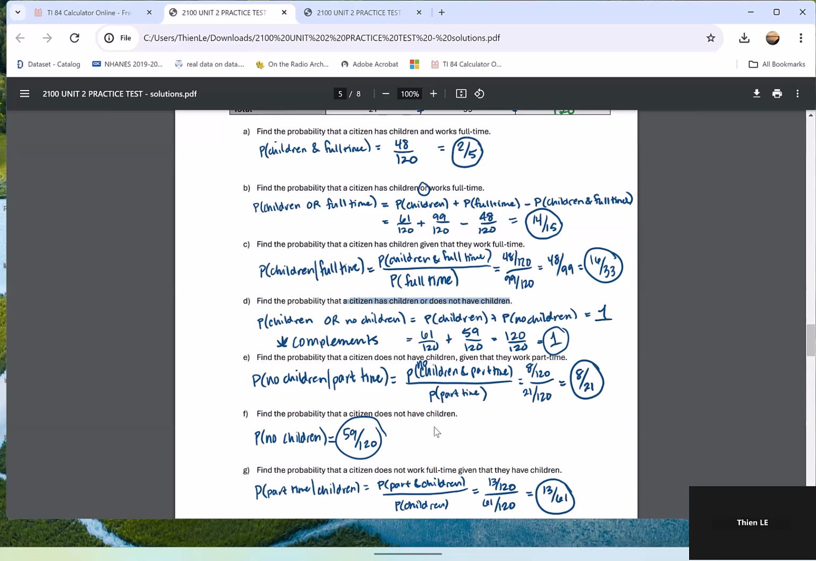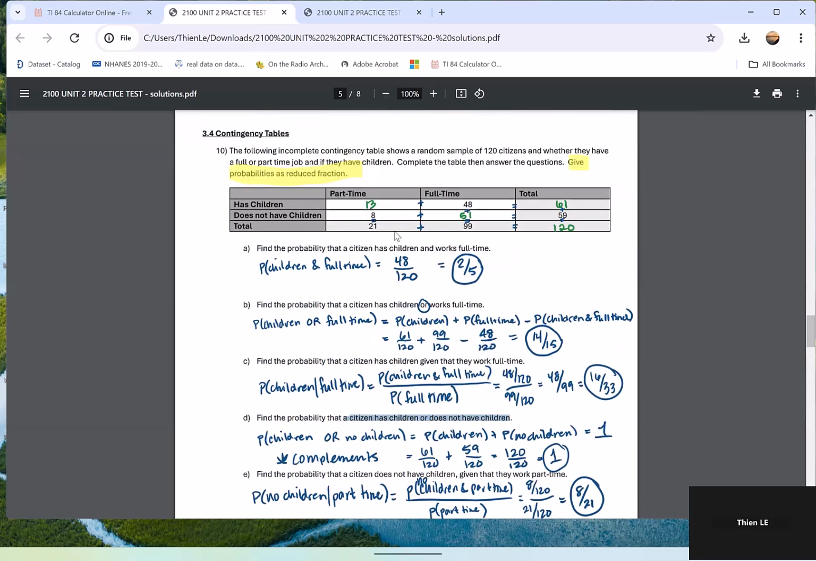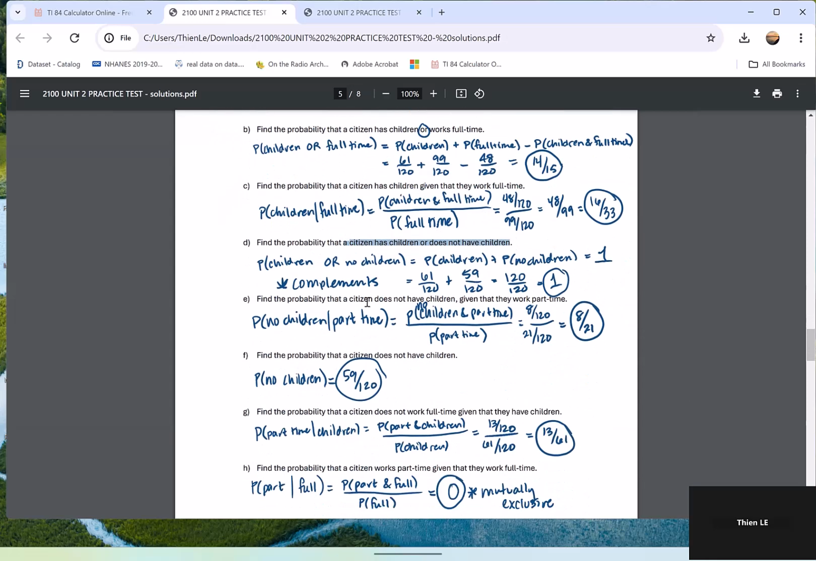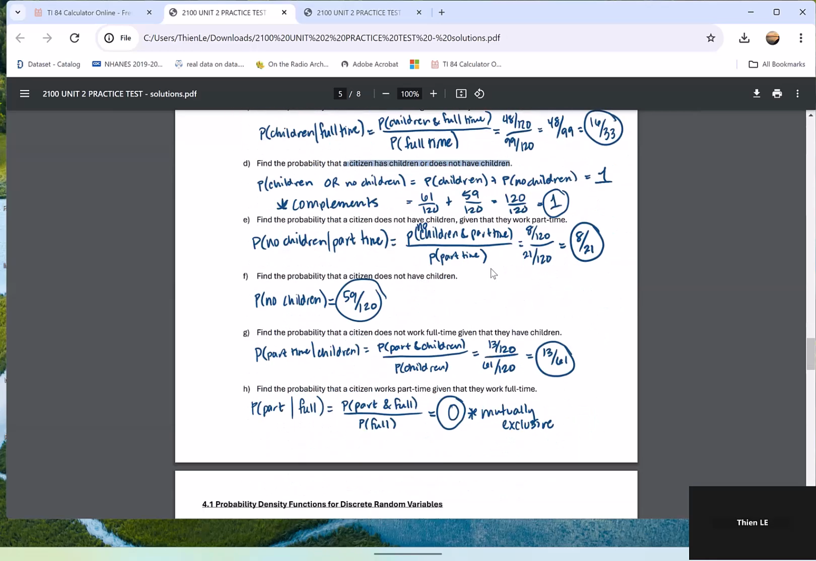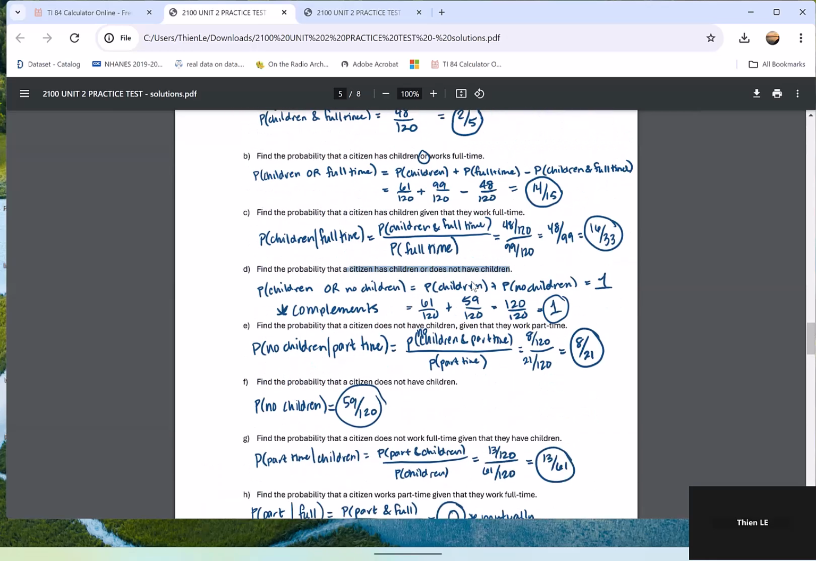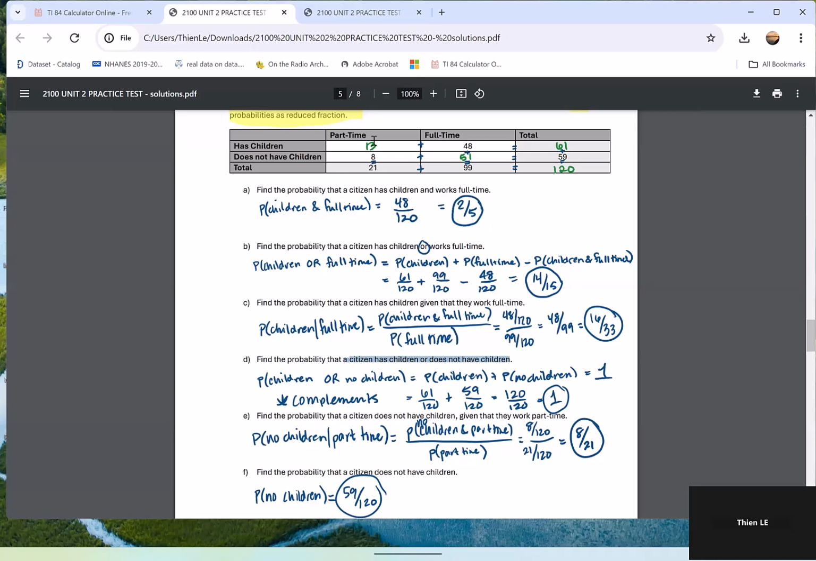Find the probability that the citizen does not have children. In this case, does not have children, you have 59, so 59 out of 120. Find the probability that the citizen does not work full time given they have children. Given they have children, you look at this row, and does not work full time means work part time. So you have 13 divided by 61.